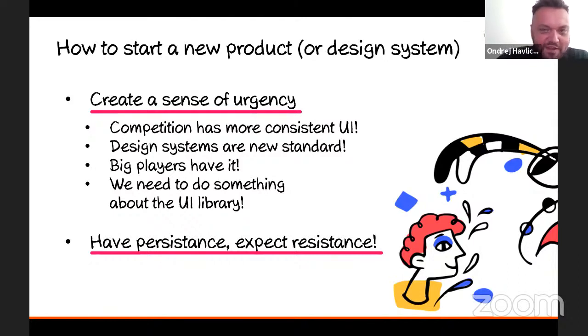It's a trend. And there was one important thing: we already had the UI component library, and it became a real problem because it was bloated and nobody could actually understand the content. So I used it as an argument: okay, we need to do something about it, otherwise we have a problem. And of course, you need to be persistent because it's change and people will resist.